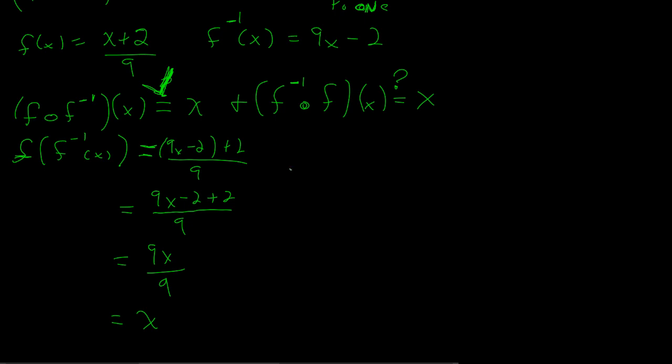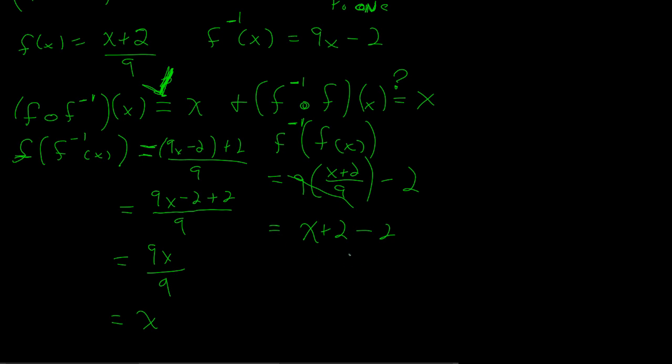All right, let's do this other check. The inverse composed of the function should also equal x. Well, this is the inverse, so inside of the inverse, I want to put in f of x. Well, that equals, well, here's the inverse, 9x minus 2. So wherever x is, I want to put in f of x. So 9 times x plus 2 over 9 minus 2. When I do this multiplication, those are going to cancel, leaving me x plus 2 minus 2. The 2's cancel out, and I get x. And so it passes that check.